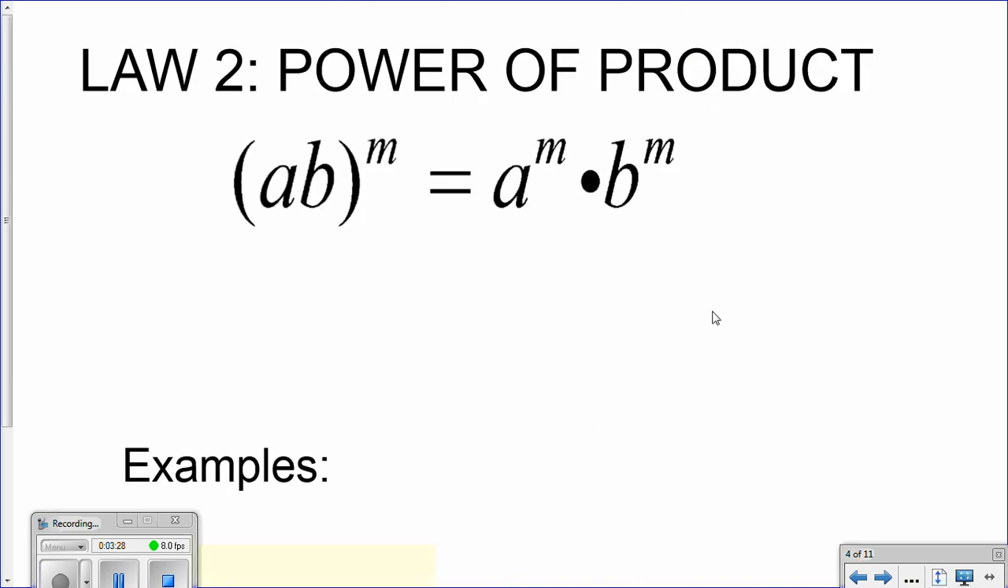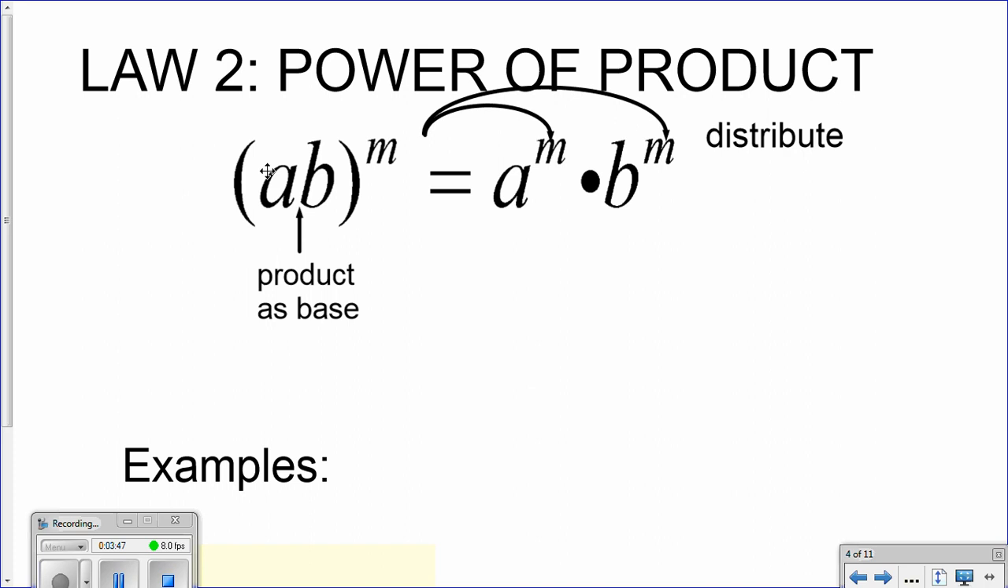Law 2, I can't talk. Law 2 is the power of a product. That's when we have something being multiplied in parentheses, all being raised to one exponent. So the product is our base. What we do is distribute that exponent to both parts of the product. Each part gets that exponent. So we just expand it out. It's a to the m times b to the m.